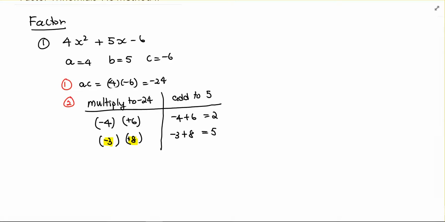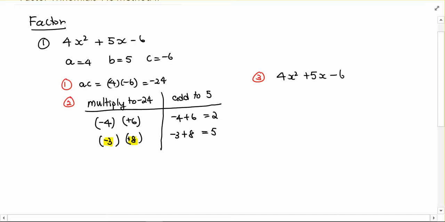Step 3 is to replace that middle term with the pair of numbers that I found. So I have 4x squared plus 5x minus 6, and I'm going to replace the 5x with these two new numbers. It doesn't matter which order you write them.